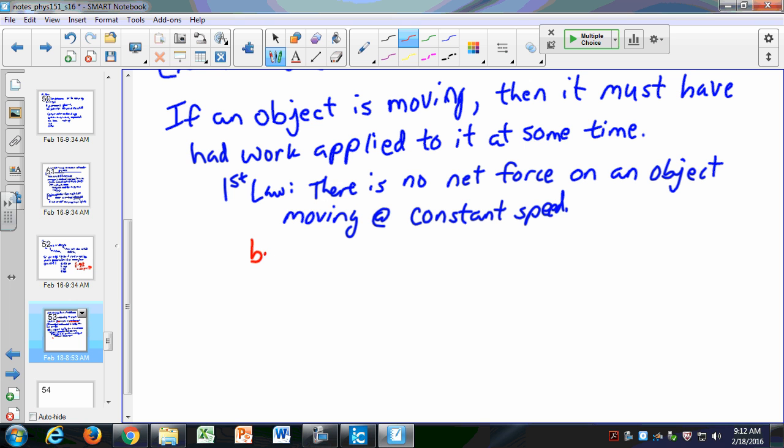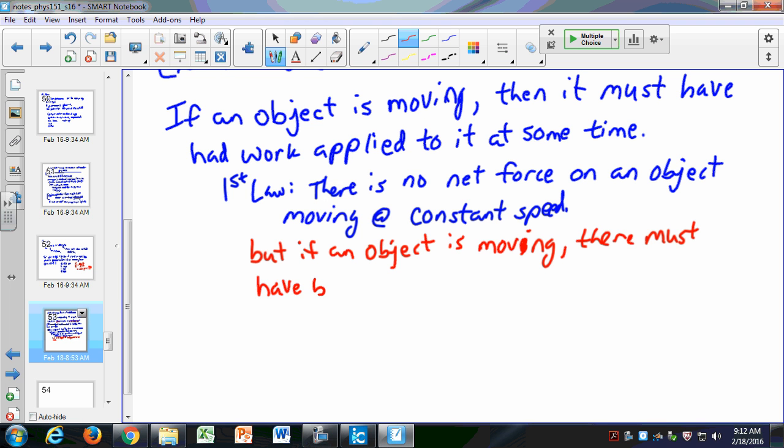So let me write that down. If an object is moving, there must have been a force at some point. That should be sort of intuitive, hopefully. And if there was a force, there was also work being done. If an object's moving, we can assume that at some point in the history of that object there was work done on it.